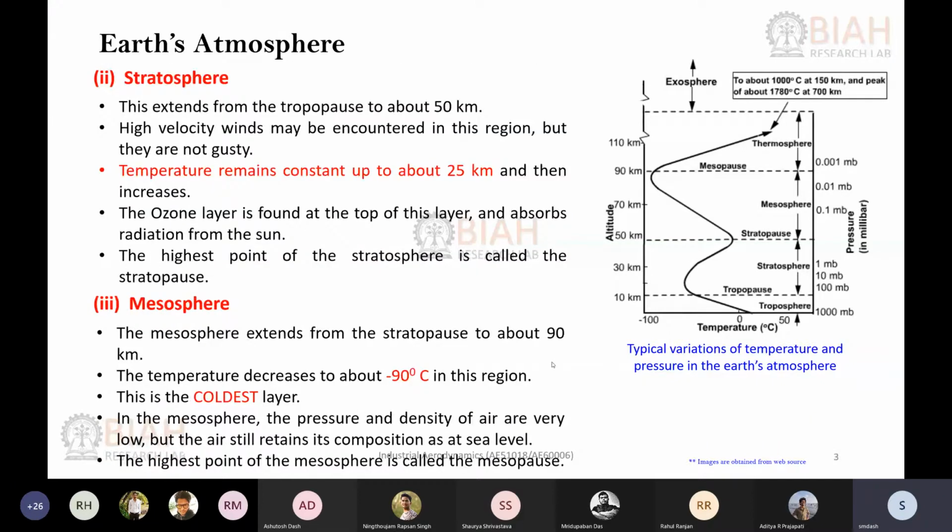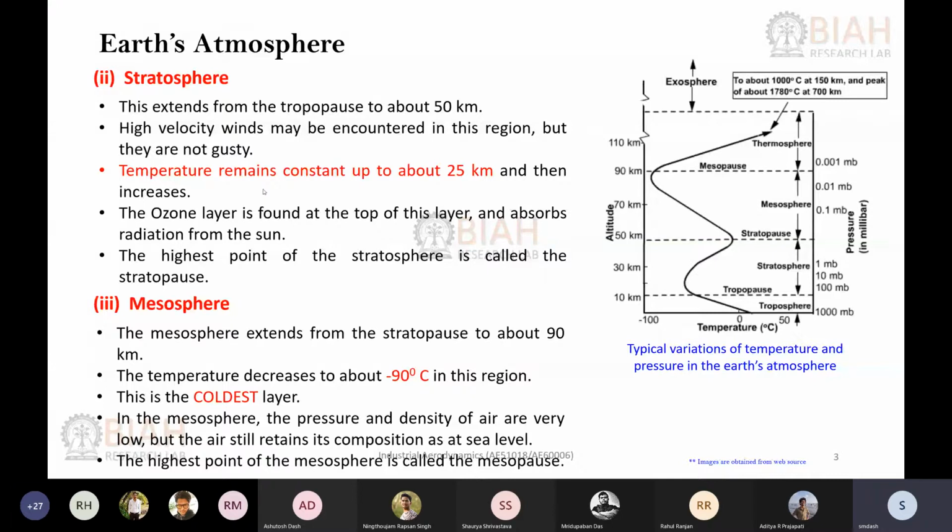Then we go to the next layer, which is called the stratosphere. The stratosphere starts from the tropopause. Tropopause is the topmost layer of the troposphere. From the tropopause, it can go up to 50 kilometers, and that will be called the stratosphere. The top layer of the stratosphere is called the stratopause.